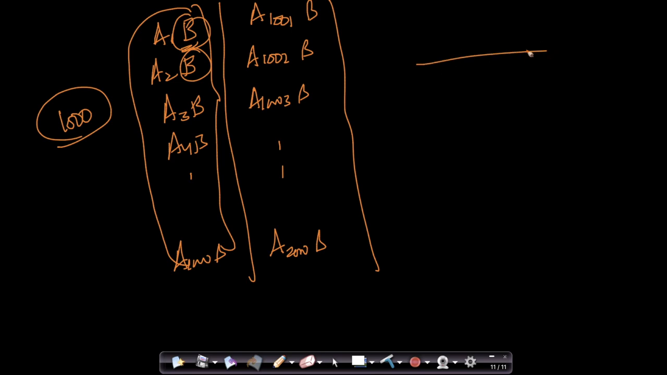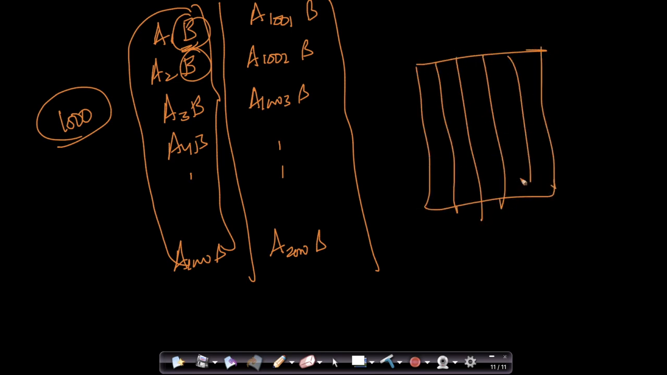So what I do in my distributed cache, suppose this is my GPU, okay, and I have cache here, right? In the first iteration, I have a thousand of these. In this memory, in this computational unit, I'll store A1 and B. In the second one, I'll store A2 and B. In the third one, A3 and B. In the fourth one, A4 and B. The fifth one, A5 and B.